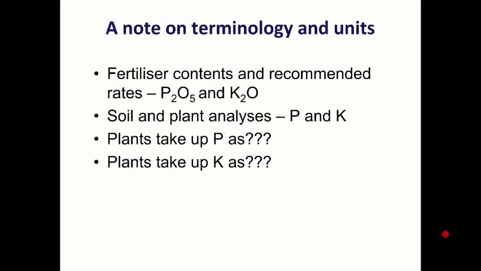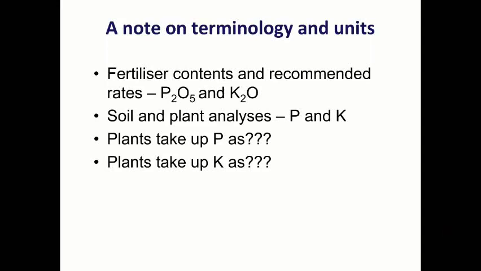And the same with K2O. This doesn't actually exist in reality, but when we express the value of fertilizer nutrients, we always express them in terms of K2O or P2O5. Soil and plant analyses are generally done in P as the actual element, so P or K. So that's a bit confusing. You have to be aware of that when you're looking at some of the results of lab analyses, especially say on a manure. You have to be careful and check whether they've reported manure P and K contents as P or K, or as P2O5 and K2O.